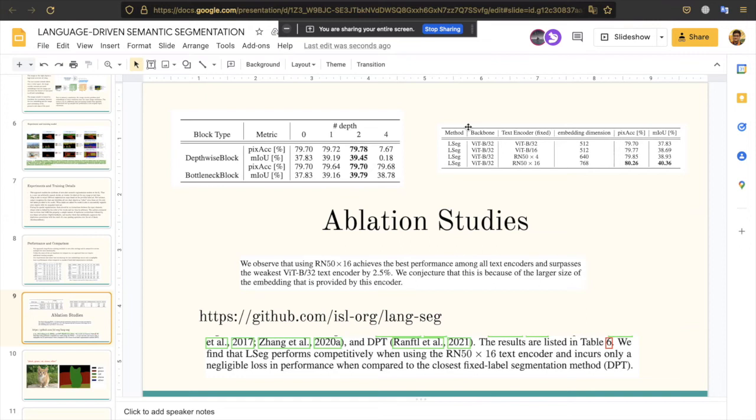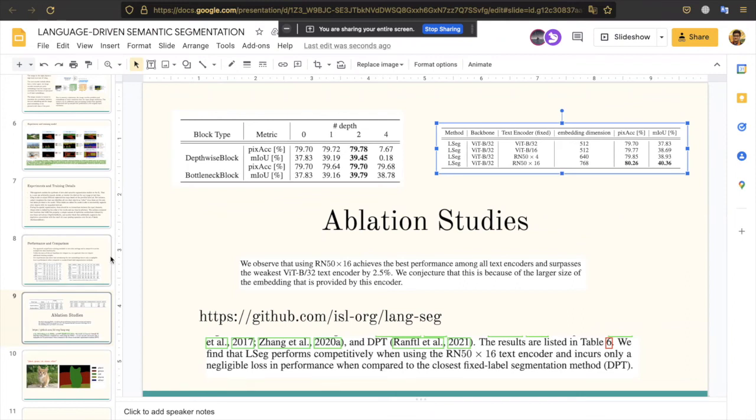So this is the ablation study which showed that the best text encoder found was derived using the ResNet 50/16 model. You can see that the pixel accuracy within that is 80.26%, and the mean IOU is 40.36%. And you might think, why is the mean IOU so low? Well, this is just the text encoder. The image encoder has not been input yet, so that's why the mIOU is so low.